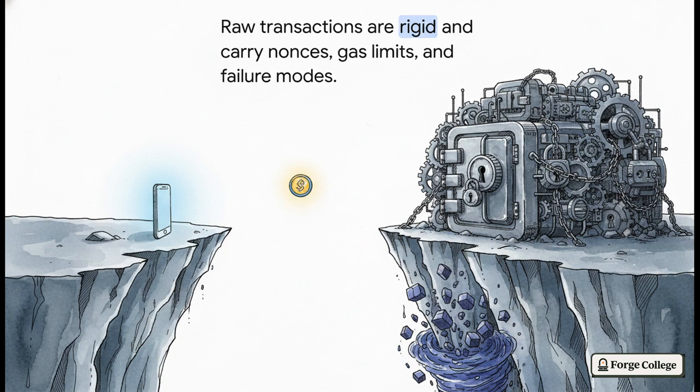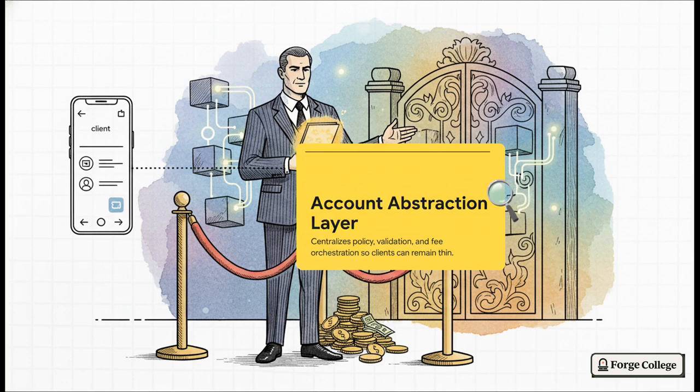Your user just wants to tap send 10 tokens, but the blockchain is this rigid, unforgiving vault that only speaks in strict sequence numbers and exact cryptographic limits. There's just this massive gap between pure user intent and rigid blockchain reality. So the crucial point is that we absolutely need a middleman. Enter the account abstraction layer.